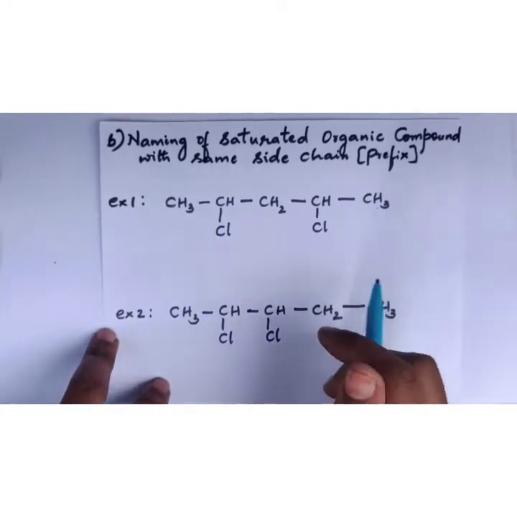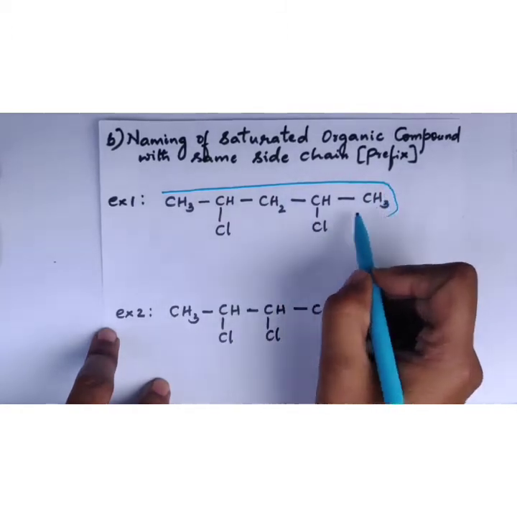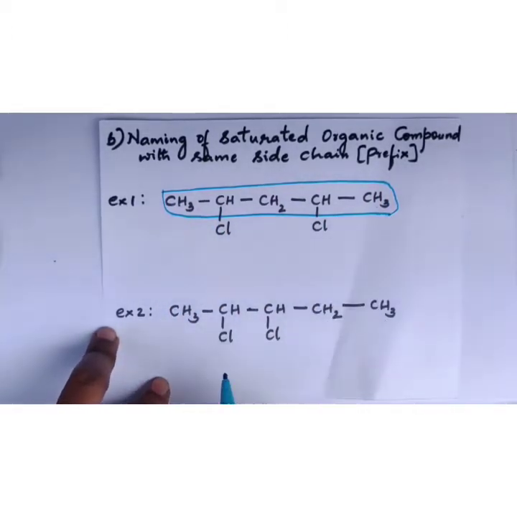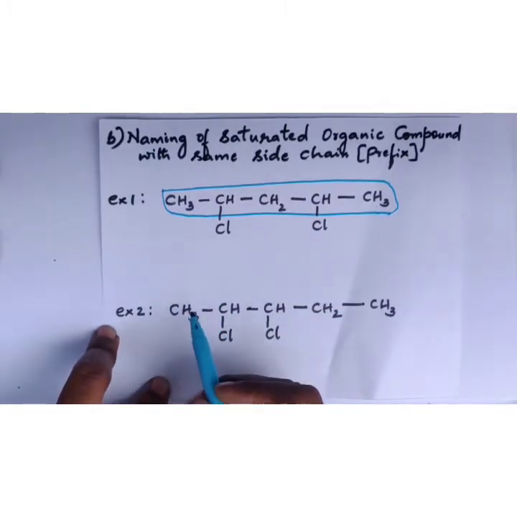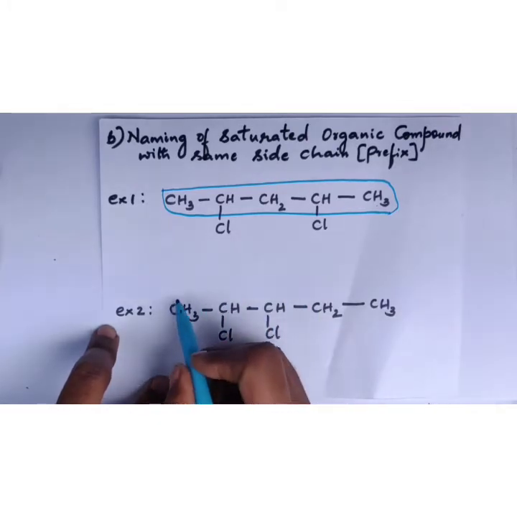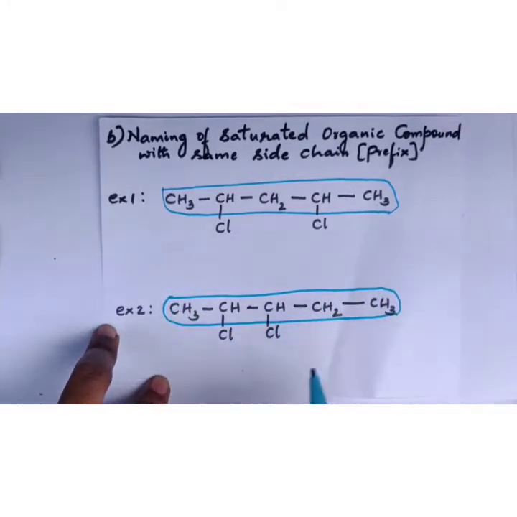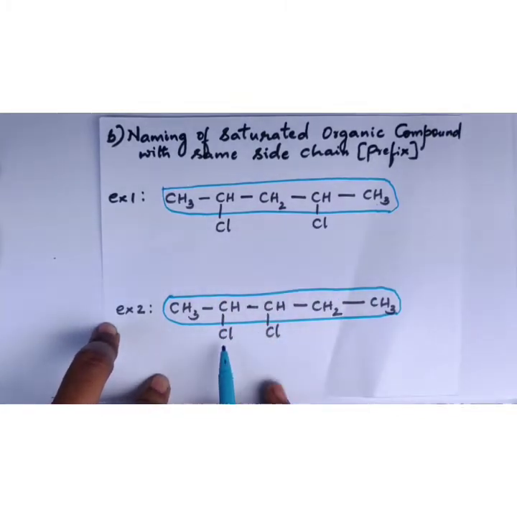According to the first rule, you have to select the parent chain. So I am going to select the parent chain now. Parent chain is selected. So I am going to take the second example along with the first example to show the difference between the side chains attached. So I am going to select the parent chain here. Now you have got two prefixes, two chloro groups, and here also two chloro groups attached. Now the numbering is a little difficult in this case.